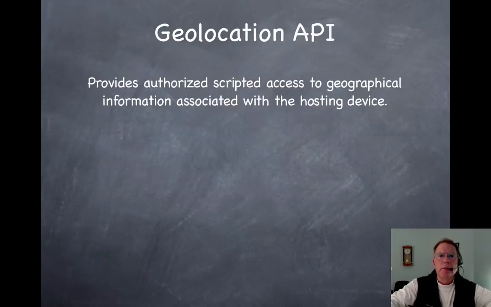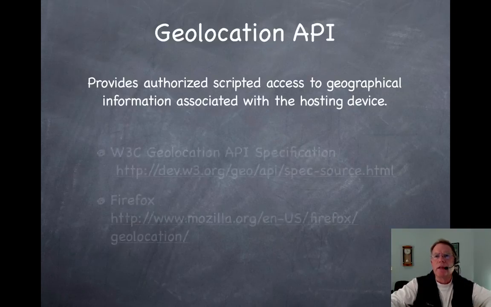The Geolocation API lets us get to geographical information associated with the browser itself. So obviously on a mobile device this is important. You might want to have a button that somebody clicks to denote a particular location when they say arrive at a service location or something like that.